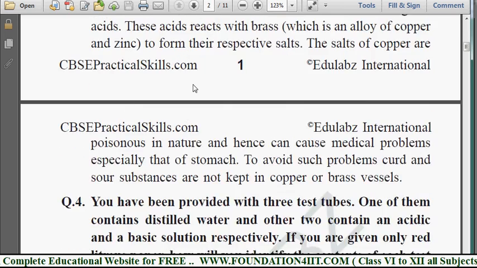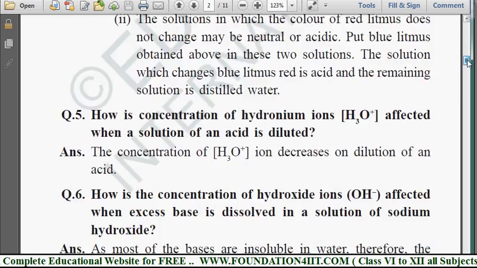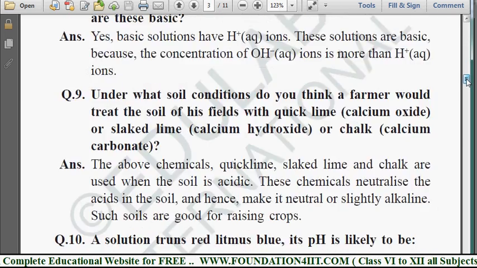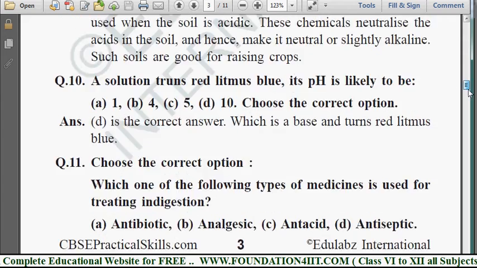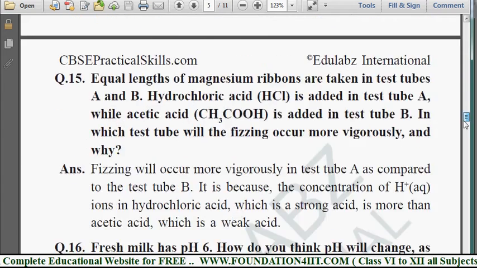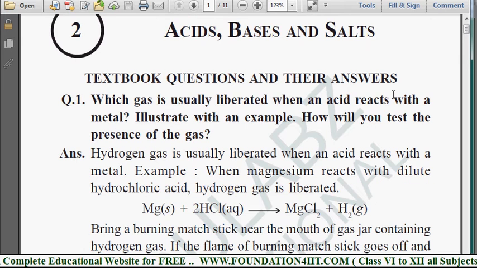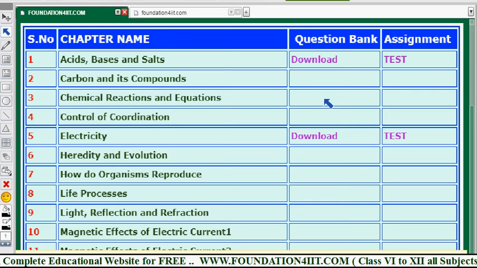So the textbook questions and their answers, the entire textbook information. If you want to study question-wise, question by question, if you want to prepare, this material is helpful for you. Not only this, after preparing from the textbook and this question bank, you can conduct the test using these assignments also.